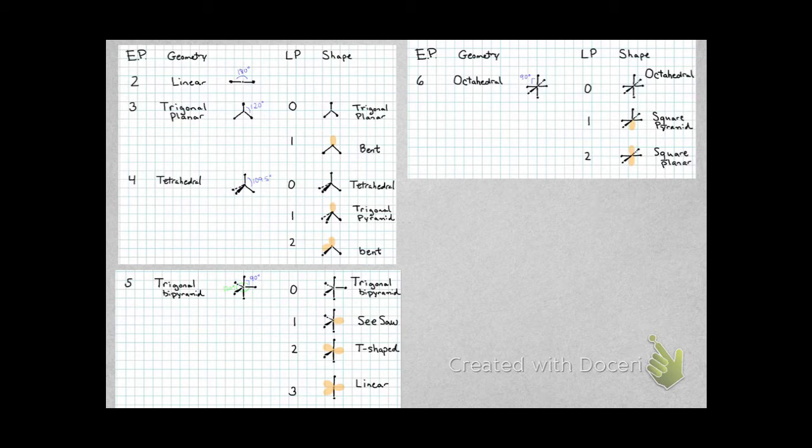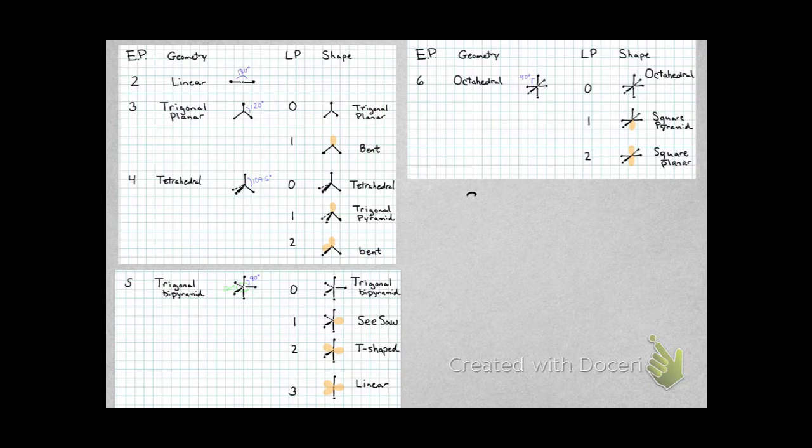I have a procedure that I like to use in determining the shape of a molecule, which starts with just determining what I call the electron pair geometry. In other words, classifying a molecule into one of those 5 geometries based on the number of electron pairs. And once I have it classified, then I determine the shape based on the number of lone pairs.